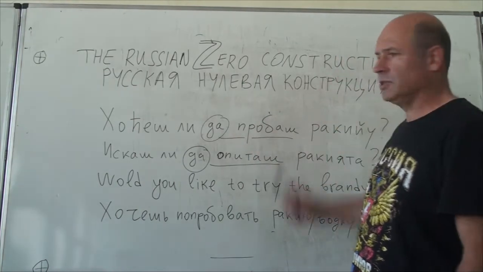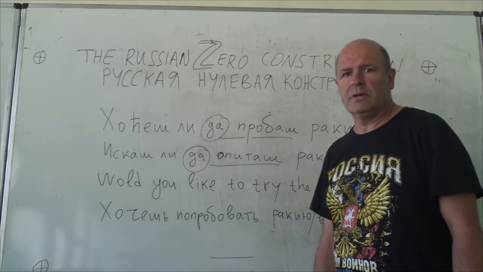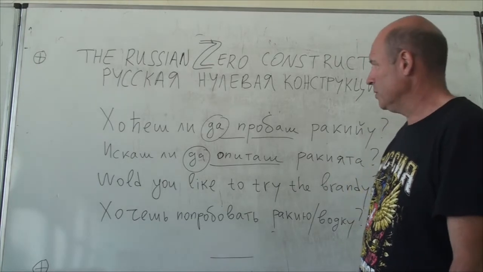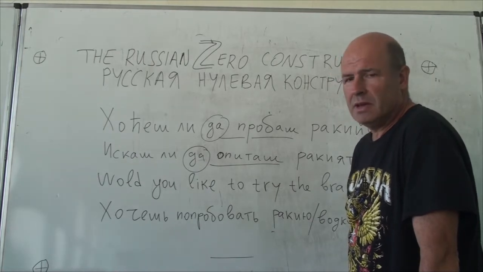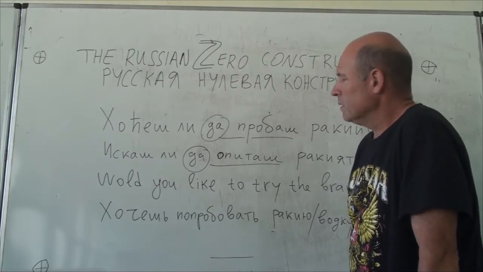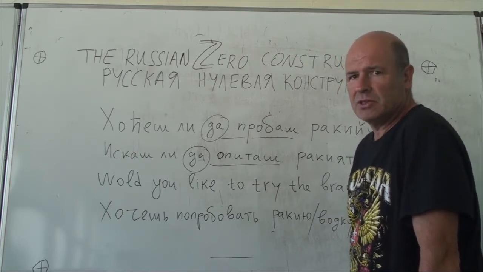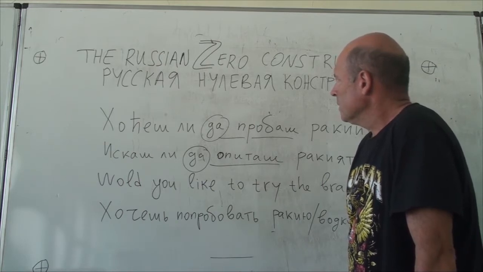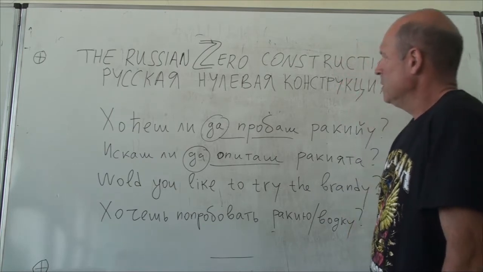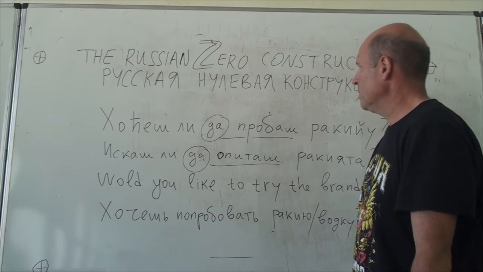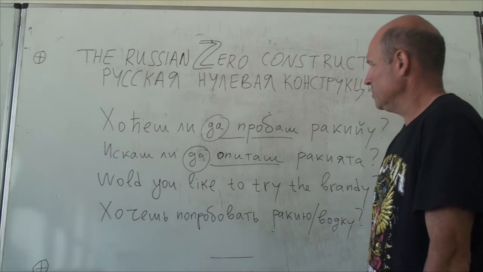The Russian zero constructions. Today I'm going to talk about a syntactic phenomenon in Russian which is similar to the Bulgarian and Serbian da construction and to the Czech at construction. Such syntactic patterns usually compete with infinitive constructions and subjunctive constructions.